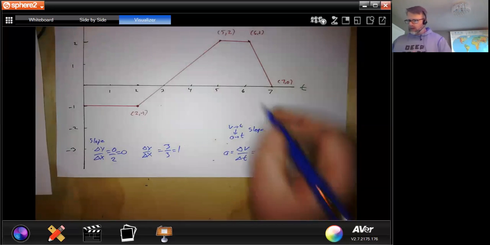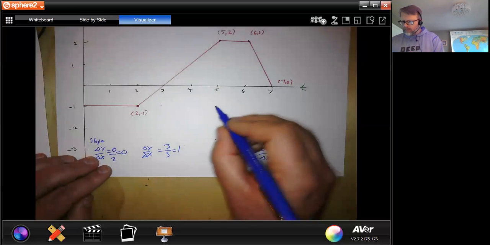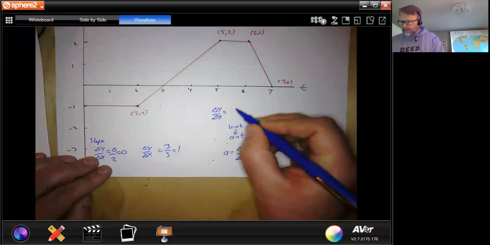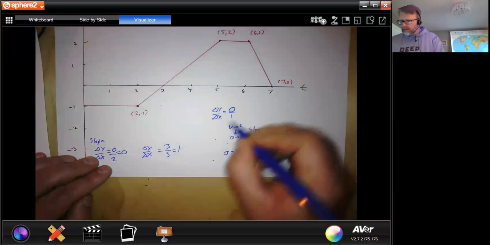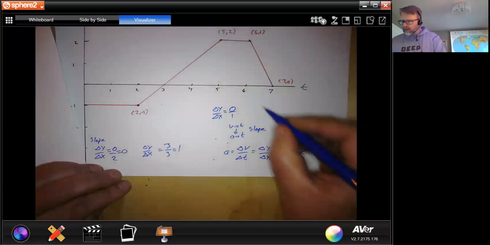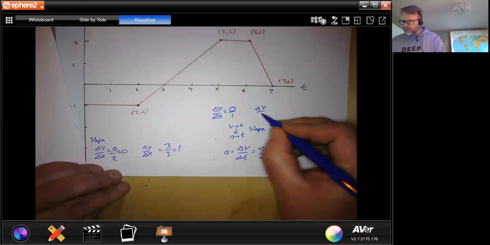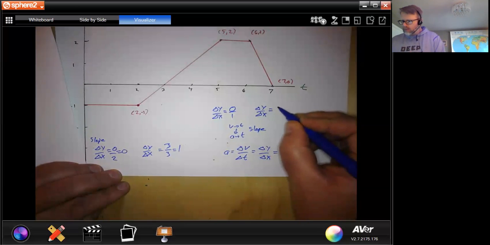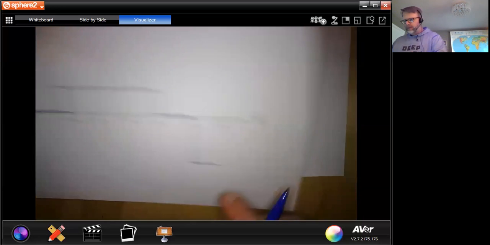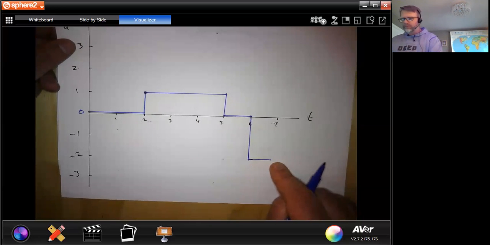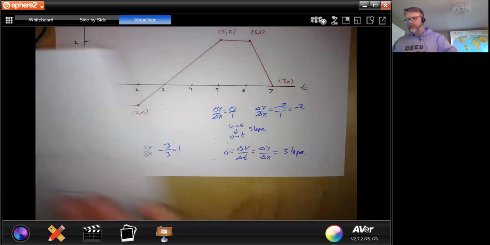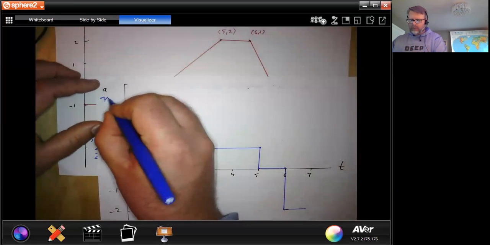Okay, and then here, we're back with the slope. So that was 0 over 1. So we saw another 0. And then here, it went down 2 and over 1. So that's why we're down to -2. Okay, so that is the acceleration in meters per second squared.